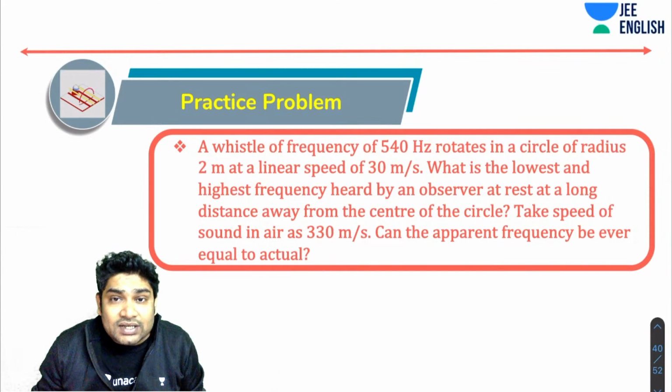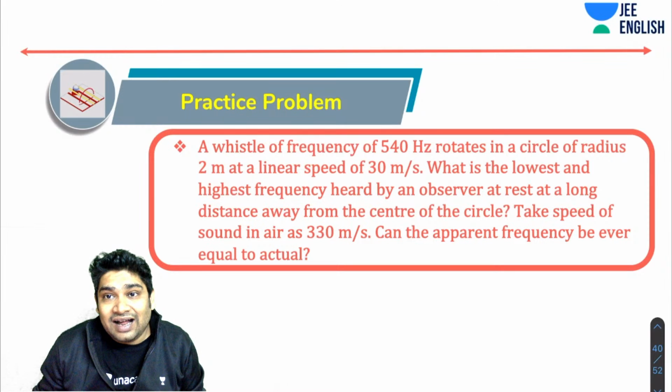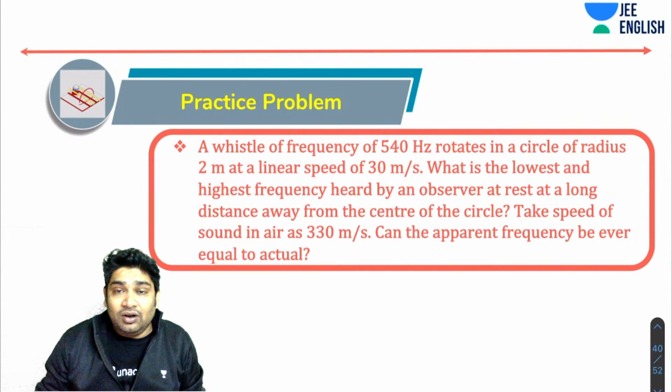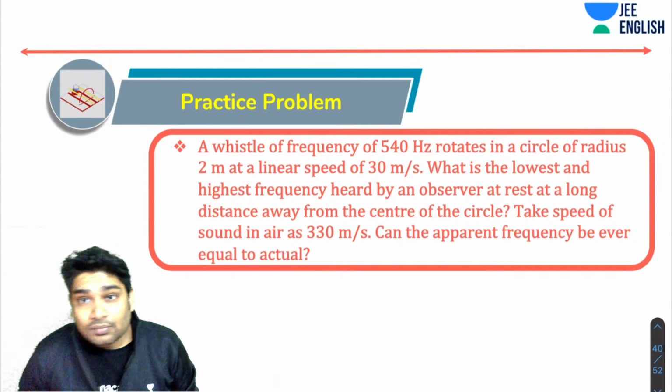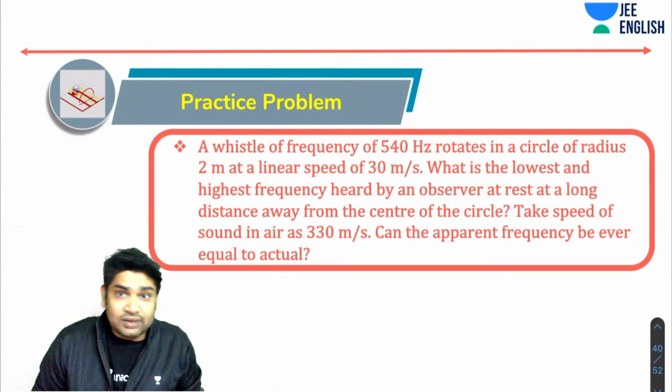What are the lowest and the highest frequencies heard by the observer at rest at a long distance away from the center of the circle? Take the speed of sound as 330 meters per second. Can the apparent frequency ever be equal to the actual one? That has also been asked.